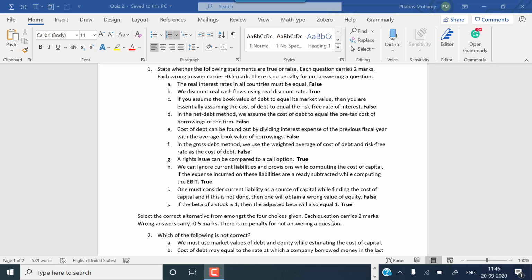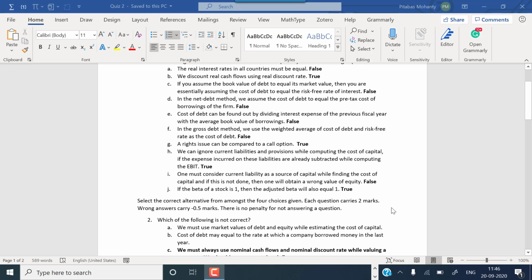In the net debt method, we assume the cost of debt to equal the pre-tax cost of borrowings of the firm. No, that's wrong. We use a weighted average of the pre-tax cost of debt and the rate of interest you earn on your cash and marketable securities.